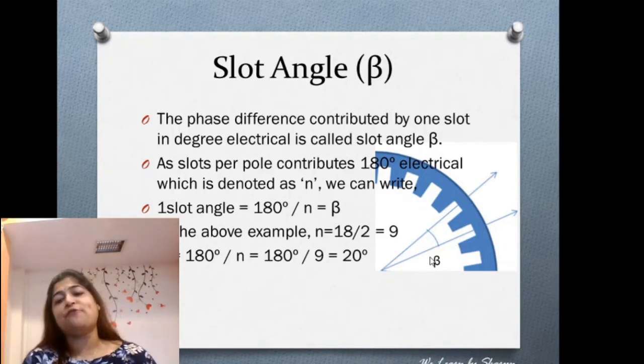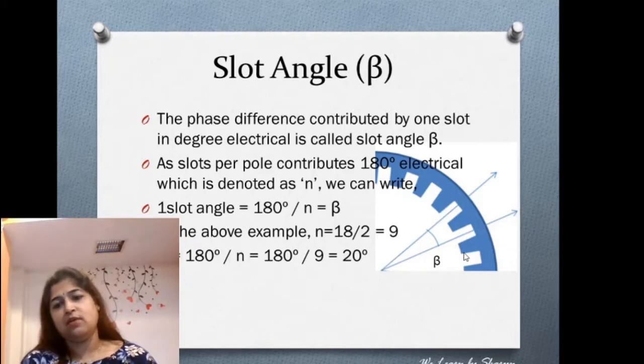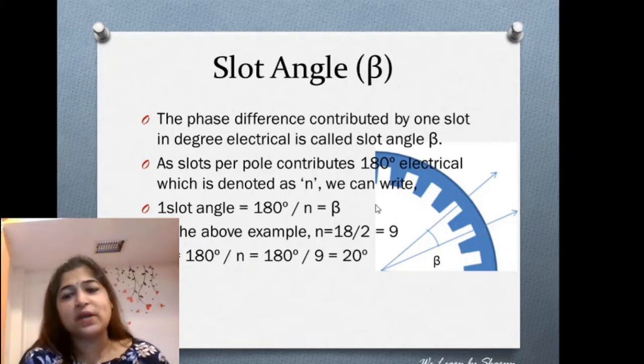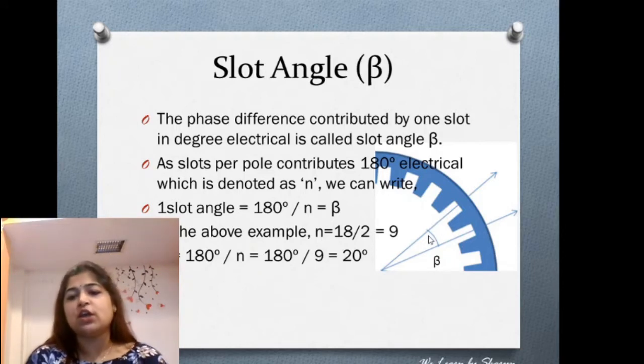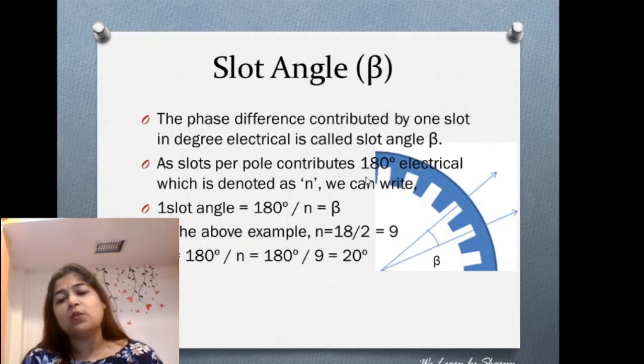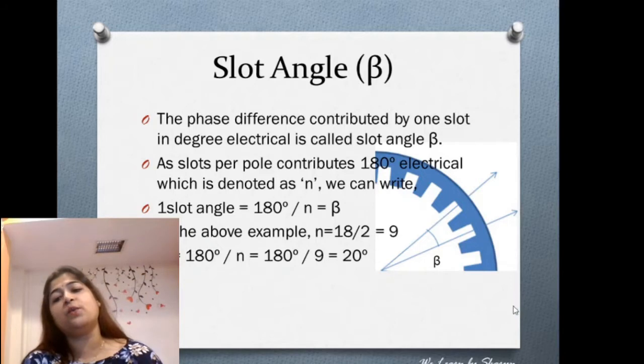So let's try to find out the value of beta. One slot angle is nothing but beta, which is given by 180 degrees electrical divided by the slots per pole. Slots per pole contribute 180 degrees electrical. It is denoted by n, and beta is the angle between two slots. So can we say that 180 degrees electrical divided by the slots in that particular 180 degrees electrical pole pitch will give us beta?